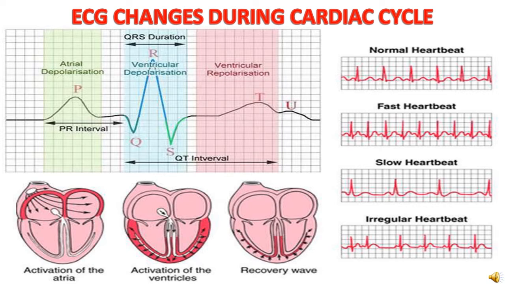In the normal heartbeat and the fast heartbeat, we can see the difference that the PQRST parts of the ECG are occurring more rapidly, whereas in the slow heartbeat it has a much longer time interval. And in the irregular heartbeat, we can see that there is no definite rhythm which is followed.